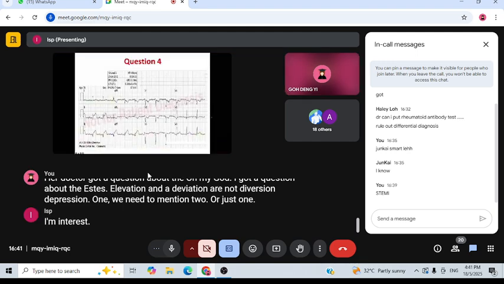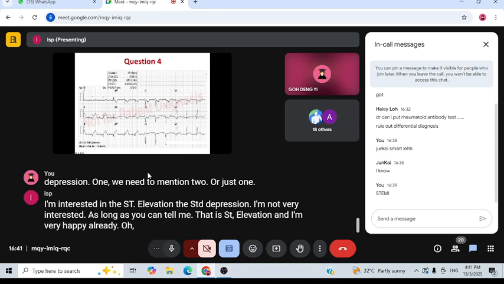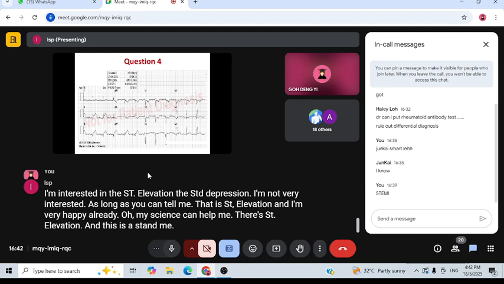I'm interested in the ST elevation only. The ST depression, I'm not very interested. As long as you can tell me there is ST elevation, and this is a STEMI, then I'm very grateful already that you can pass.